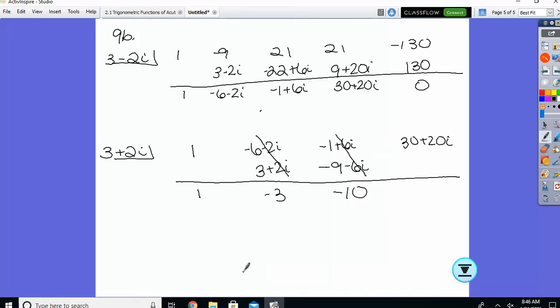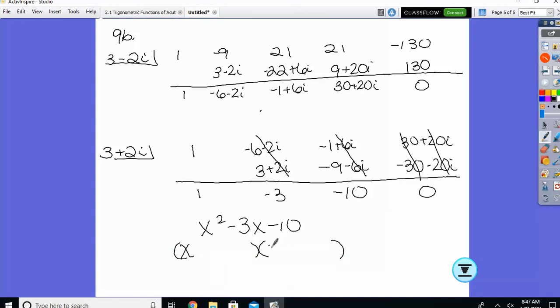So now we need negative 10 times 3 plus 2i. So that's negative 30 minus 20i. So my 30's drop, my 20i's drop, and we get 0. It's my remainder, constant x and x squared. Now what can I do with this? Box method. x squared breaks into x and x. What multiplies to negative 10 and adds to negative 3?